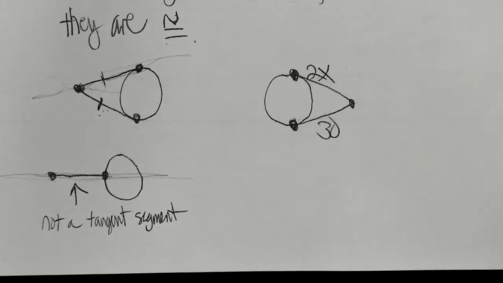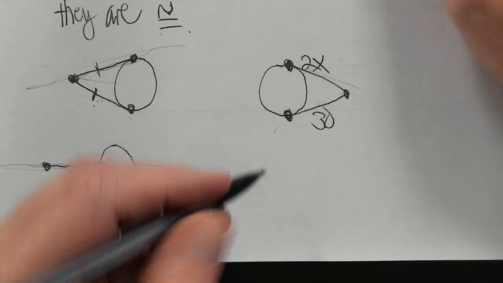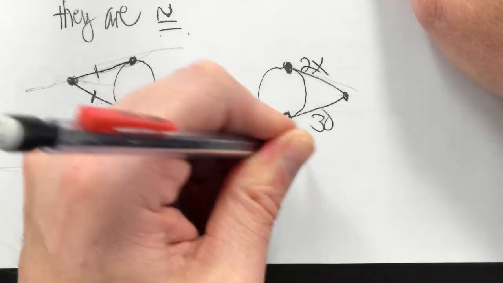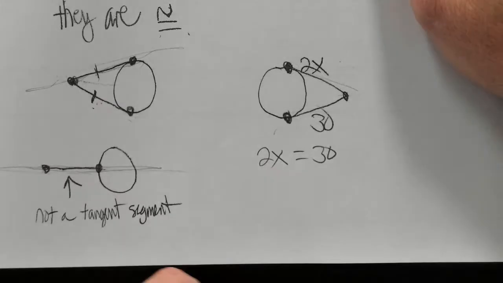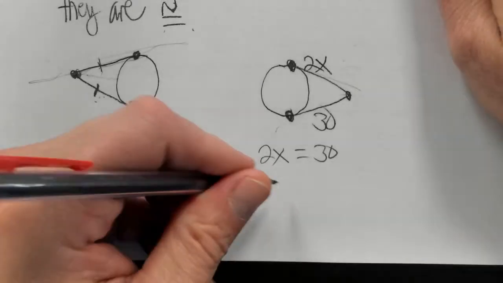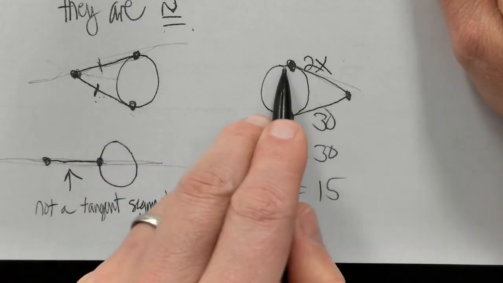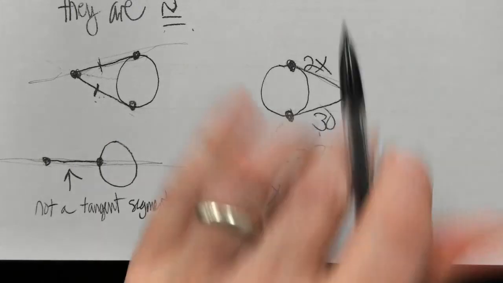All right, so right here, what if I wanted to solve this? Two tangent segments come from the same exterior point. That means that 2x has to be equal to 30. Those two are the same. You can now divide by 2, and then what would you get? You get x equals 15. So remember, when they come from the same exterior point and they're tangent, they have to be equal.